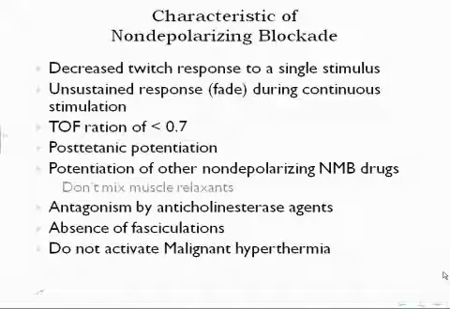You have antagonism by anticholinesterase agents because they can compete. When you give the anticholinesterase agents, you basically increase the acetylcholine levels high enough that now acetylcholine can competitively push off the non-depolarizing agent, and you can get the resumption of action. The absence of fasciculations is evident because you don't get any depolarization effects, so you're not opening the sodium channels with this kind of drug. And none of these drugs really cause malignant hyperthermia. Okay? So that's a good thing. So non-depolarizers don't cause MH.